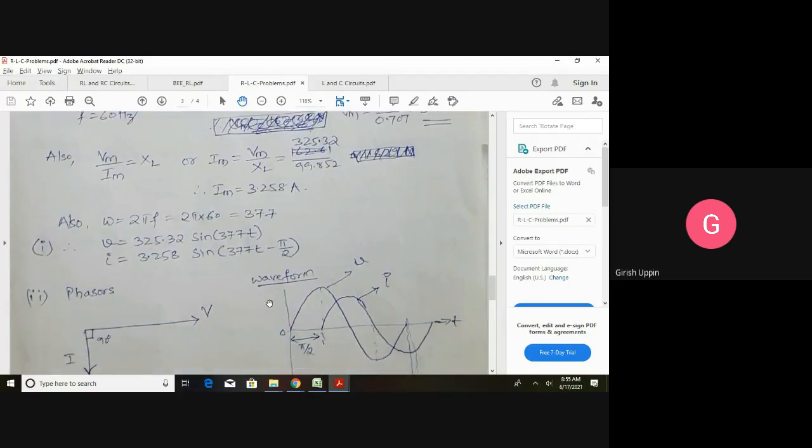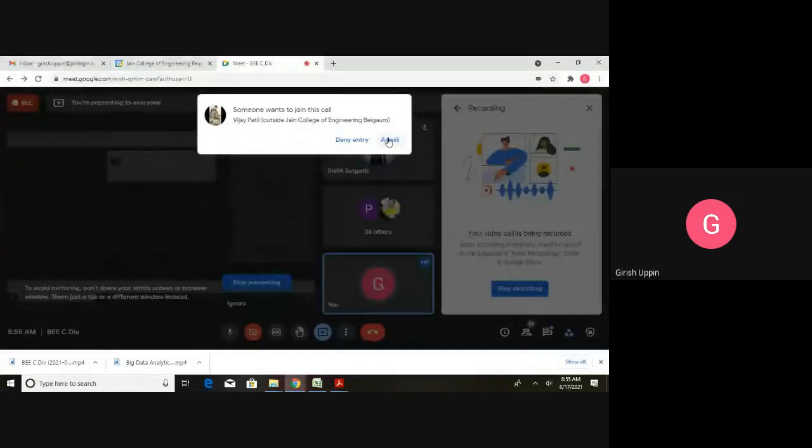So always try to write the units. I missed the units here. Therefore, the equation of the instantaneous voltage v is equal to 325.32 sin 377t, and current i is equal to 3.258 sin(377t minus pi by 2). This is very, very important. Don't miss this, minus pi by 2.